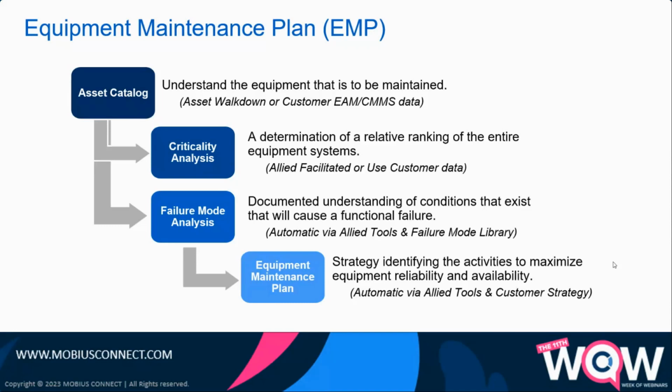And that's the fourth element, and that's the equipment maintenance plan. That's the strategy identifying what activity is going to take place to maximize equipment reliability and availability, right? And again, there are tools out there that give an automated output of the EMP development process, right? So let me show you on the next slide how that all comes together.